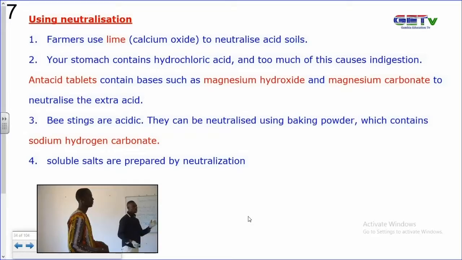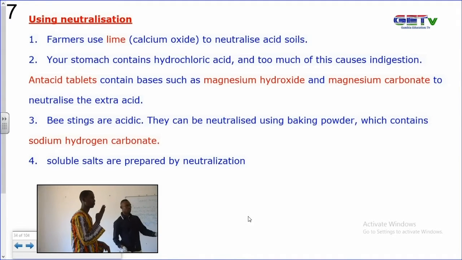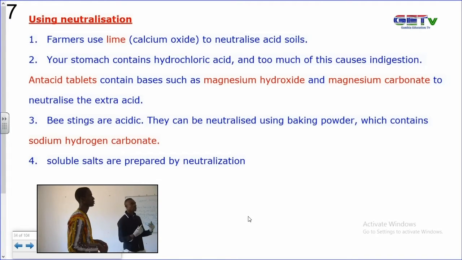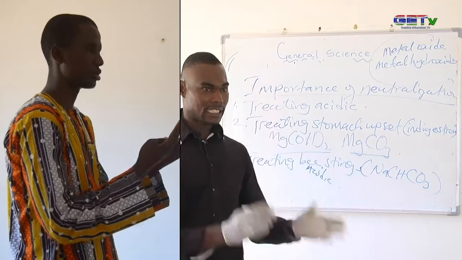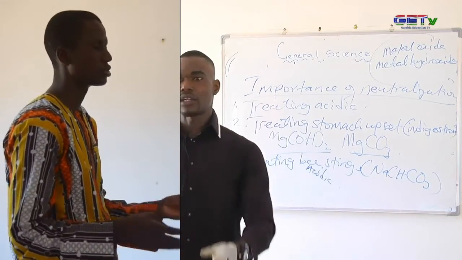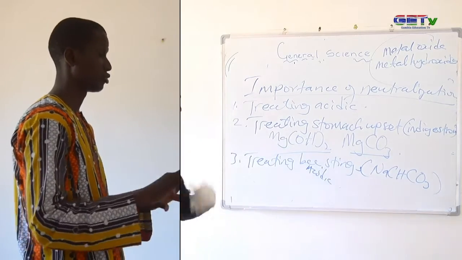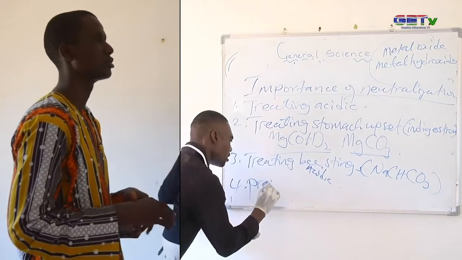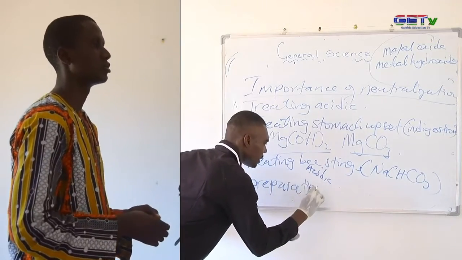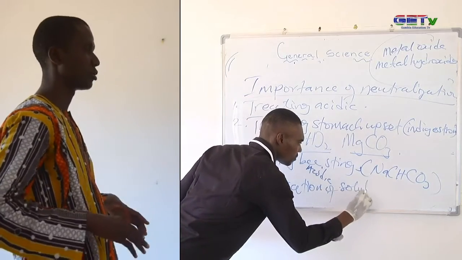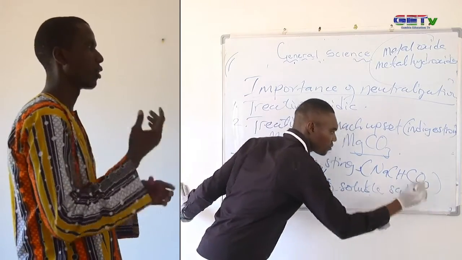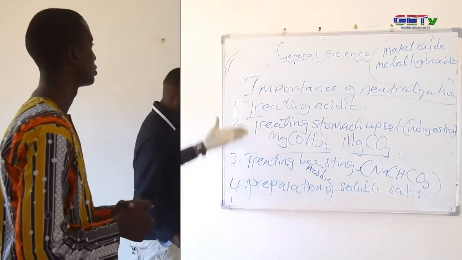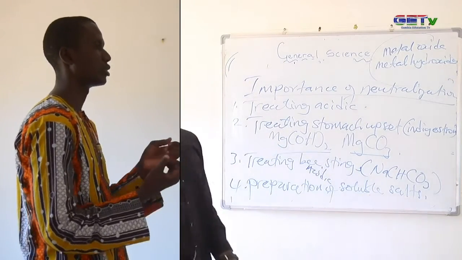Then 4, soluble salts are prepared by neutralization. Some salts are soluble, and to prepare them, we use a method called neutralization, whereby you add an acid and a base together to produce the particular salt you desire. So neutralization is applied in the preparation of soluble salts. Basically, these are the importance of neutralization that we just discussed, so take note of them.